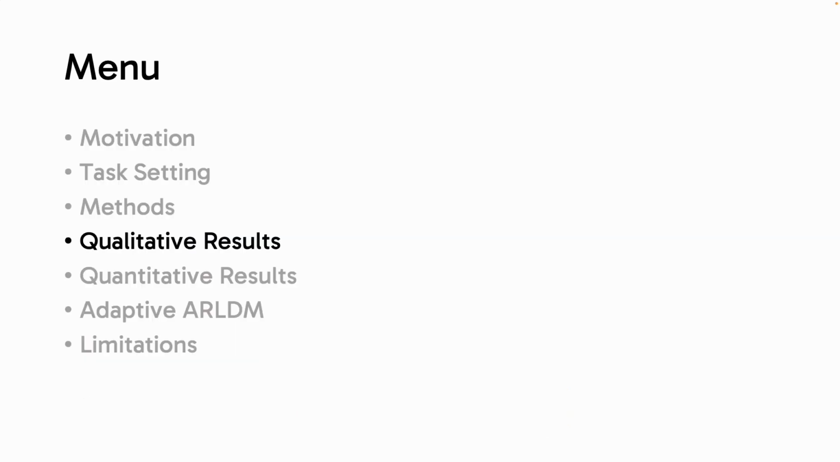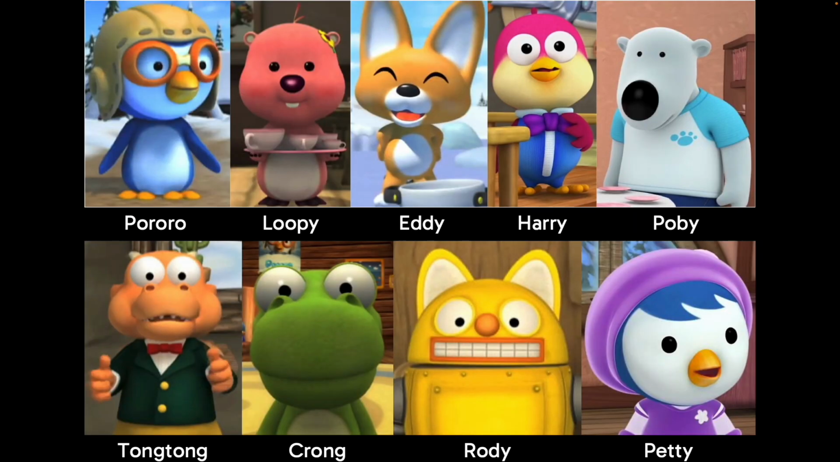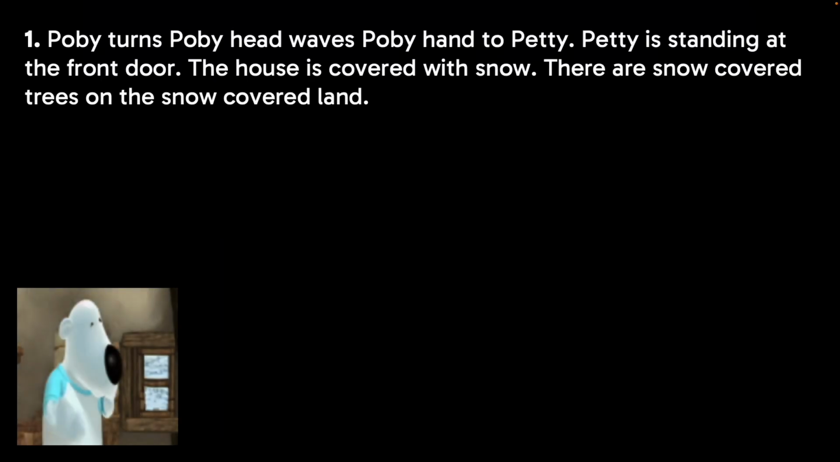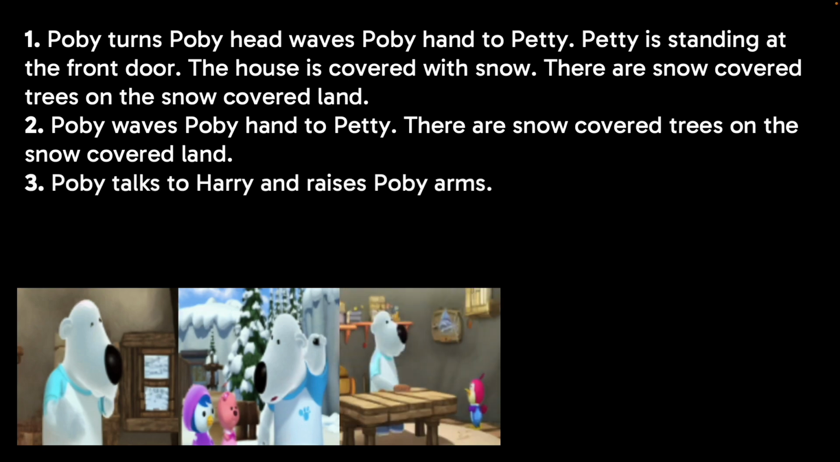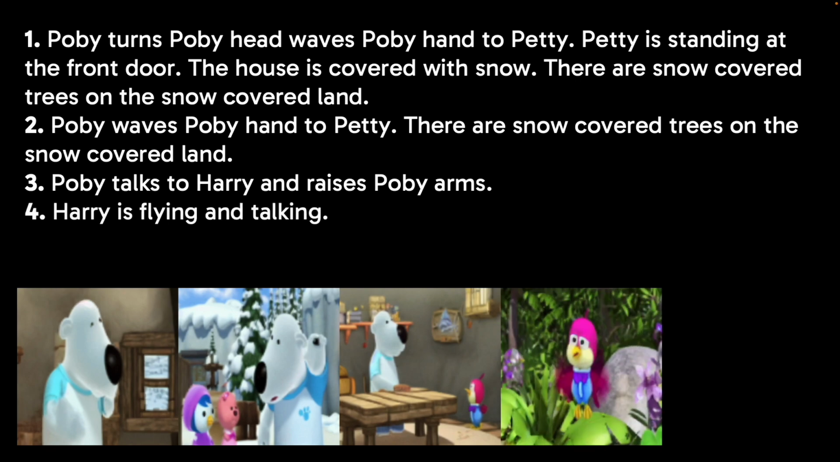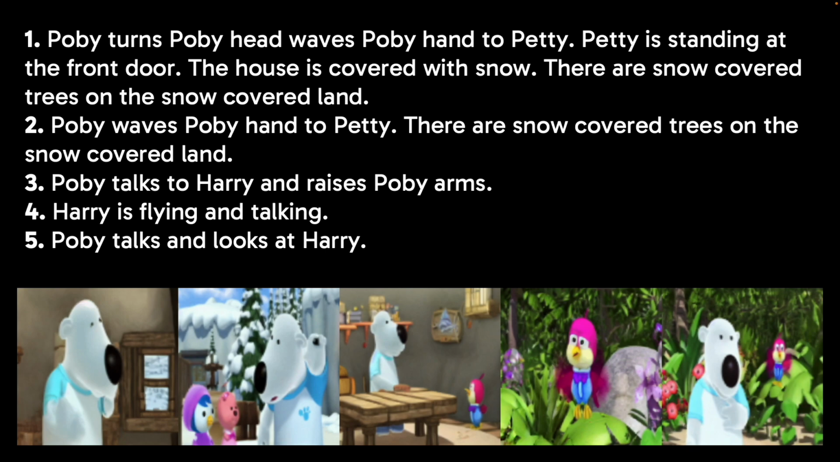Then we'll show our qualitative results. This is the character set of our Pororo dataset. We have 9 main characters in this dataset. And this is a story visualization case without any given source frame. We need to generate all 5 frames from the captions. You can see that the character is consistent. We also preserve the consistency of the environments like in the last 2 frames.